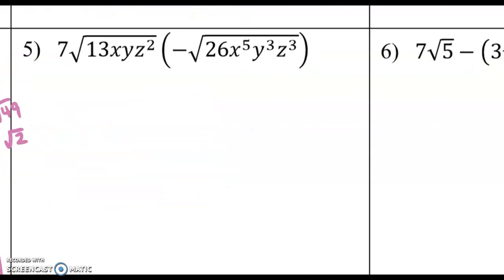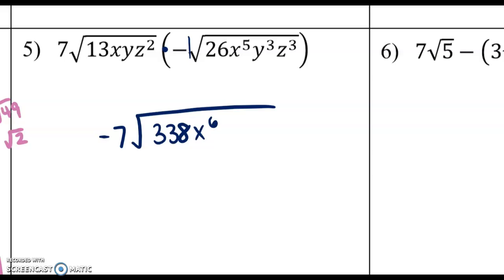Next problem. All right, this is just multiplication. So on our previous quiz, some people just tried to simplify and never ended up multiplying. So this is actually multiplication. So I am going to multiply first. So I'm going to do 7 times negative 1, which gives me negative 7. And then inside the square root, 13 times 26 gives me 338. And then I have 1 and 5, so 6 x's, 1 and 3, 4 y's, and 5 total z's.